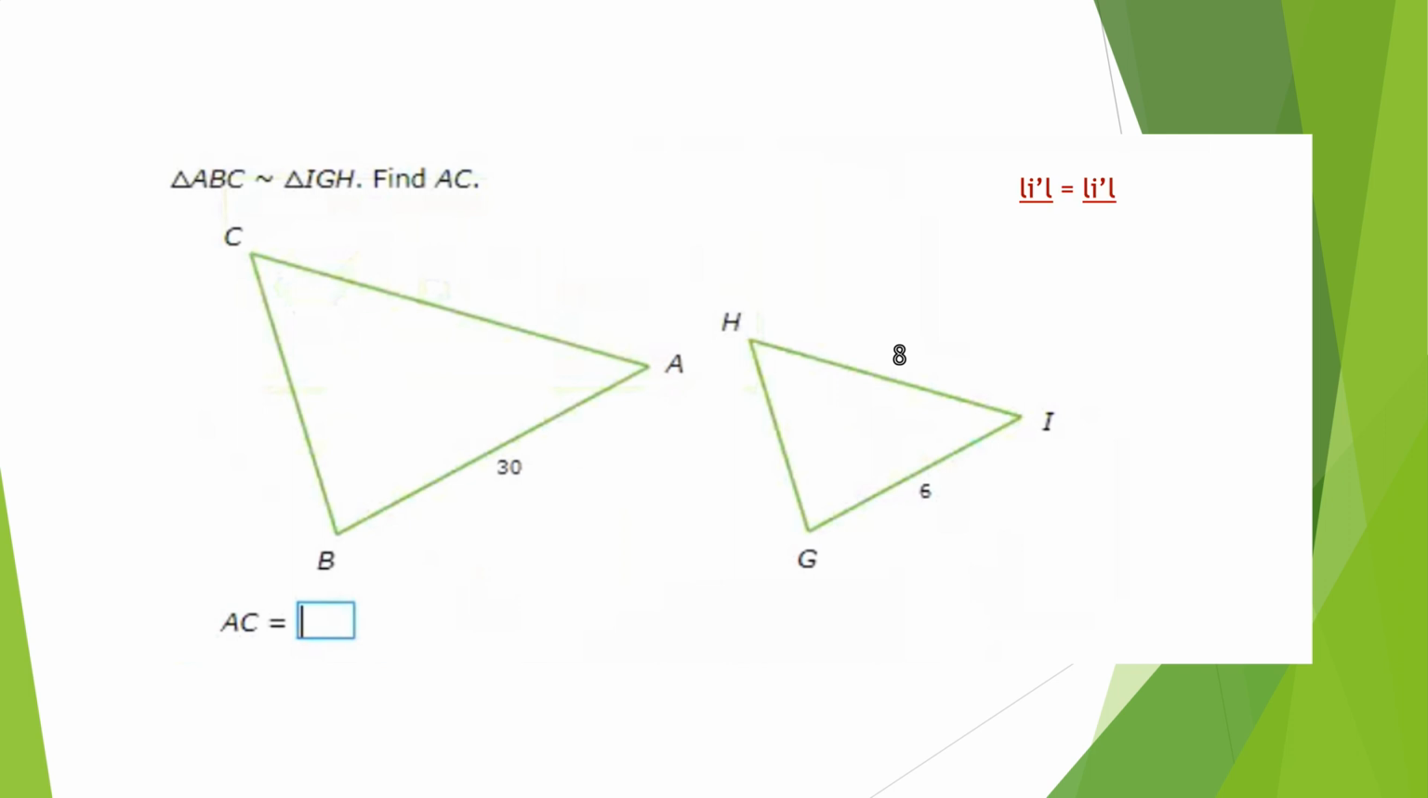Okay. Little is to big as little is to big. Country western version right there. Okay, so the side 6 pairs up with the side 30, and the side 8 pairs up with the AC side that we're looking for. Call it X. So 6 is to 30 as 8 is to X. The side of the little triangle, 6, is to the corresponding side of the big triangle, 30, as the side 8 of the little triangle is to the corresponding side of the big triangle, X. Cross multiply, 6x equals 240, right? 6 times x equals 6x, and 8 times 30 is 240. Dividing by 6, x is 40.